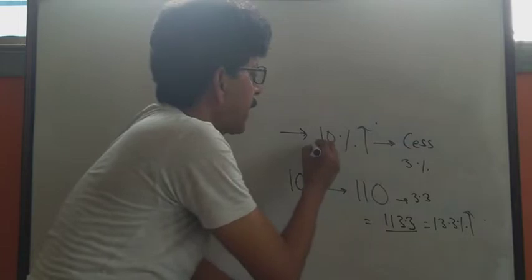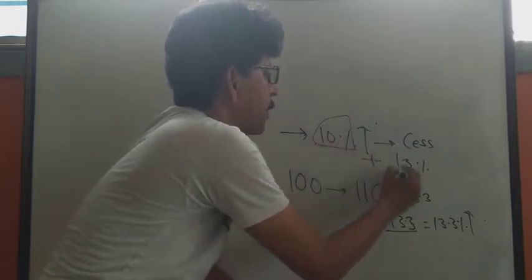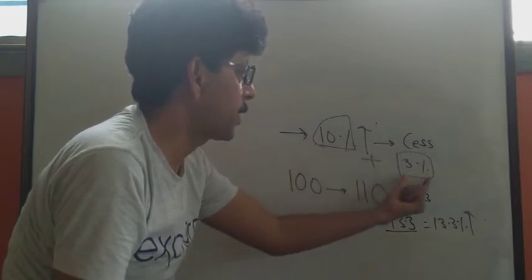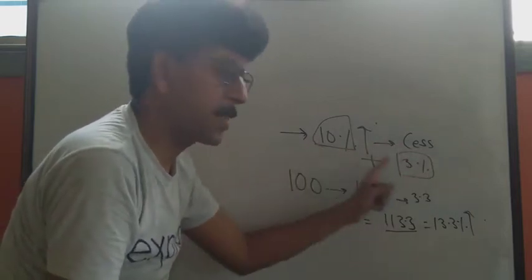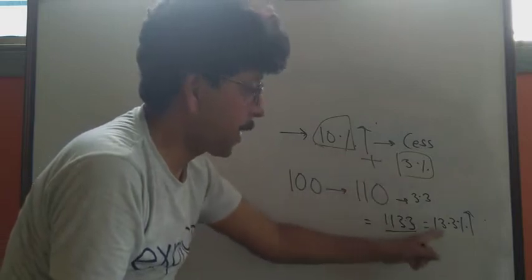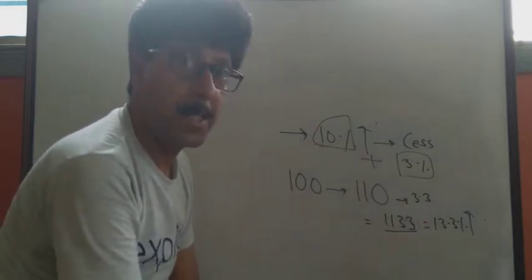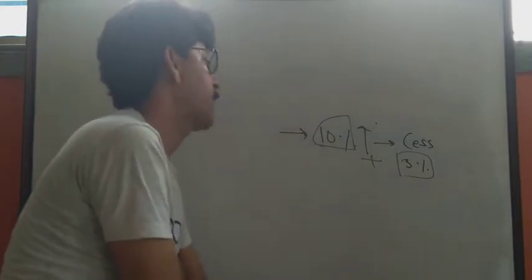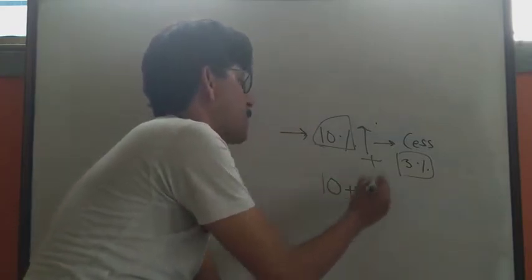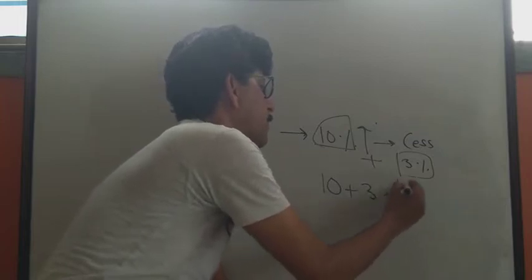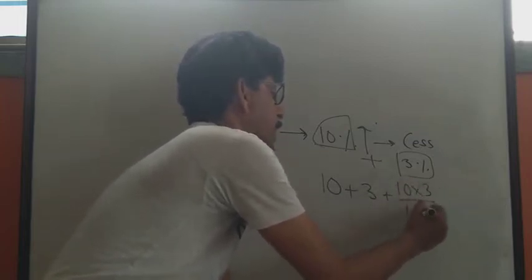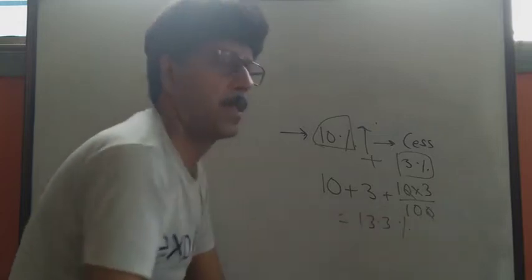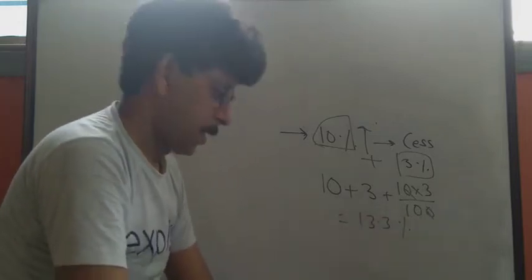It's not directly 10 plus 3, not that. A 10% increase in price and a 3% increase in cess on that doesn't mean a 13% increase, it is more than that. So that is a multiple effect. How to calculate this? We will use the AB rule. A is 10 plus B is 3 plus AB, and this is nothing but 13.3%.